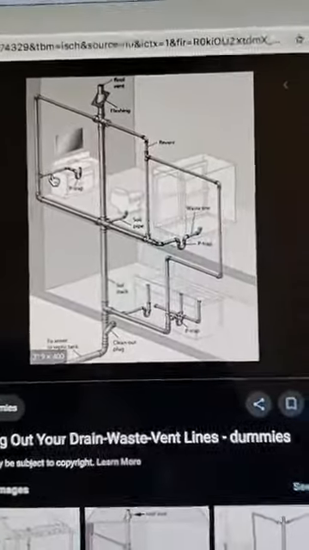Now, there are 3 reasons we have venting. First of all, as I talked about, is to help with the flow. The second is to escape gases. And third, and probably the most important, is it gives equal pressure on both sides of the pipe from where that trap sits.